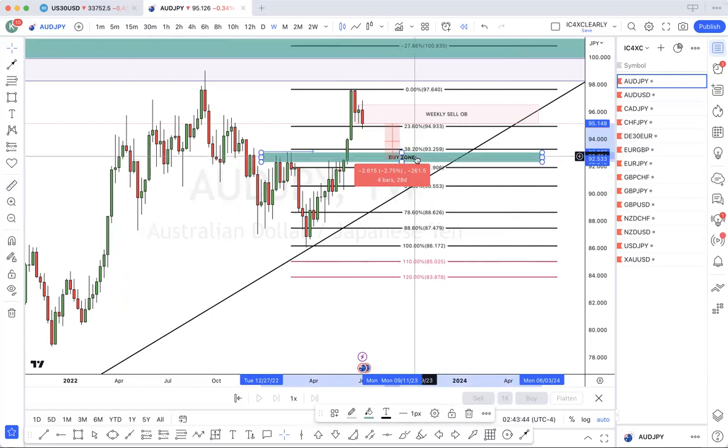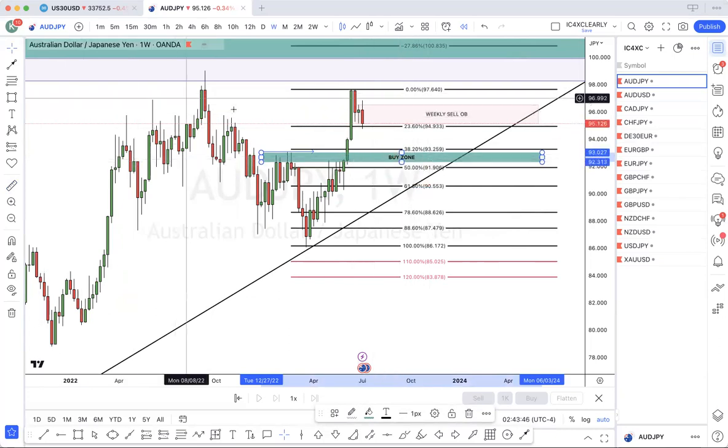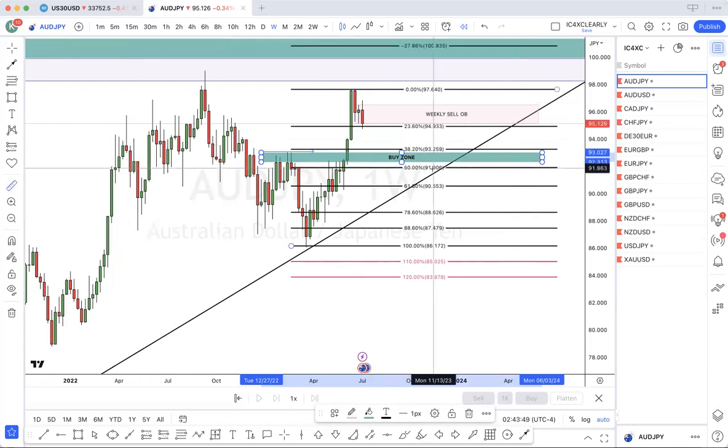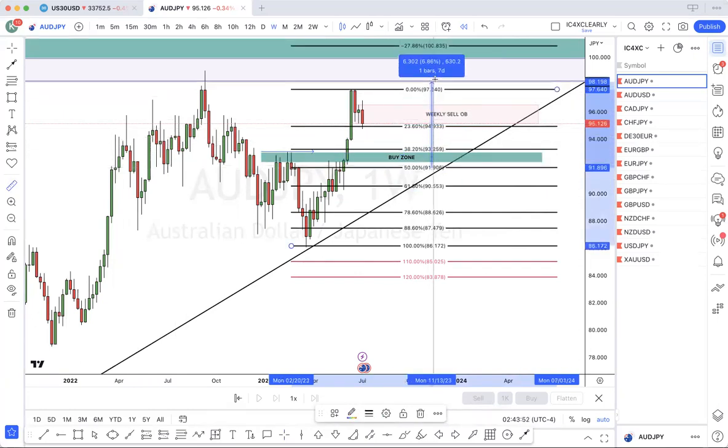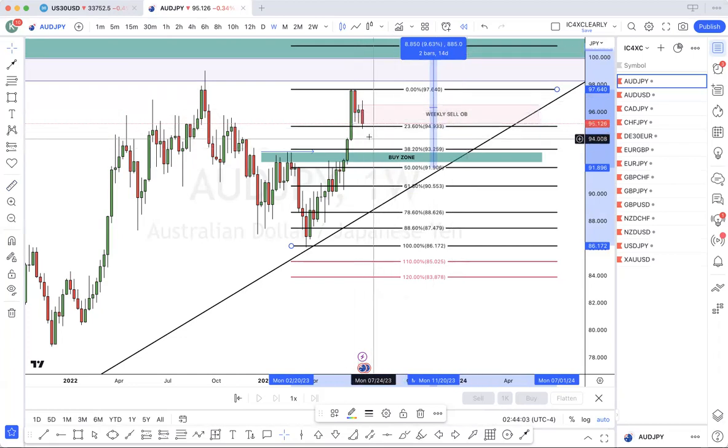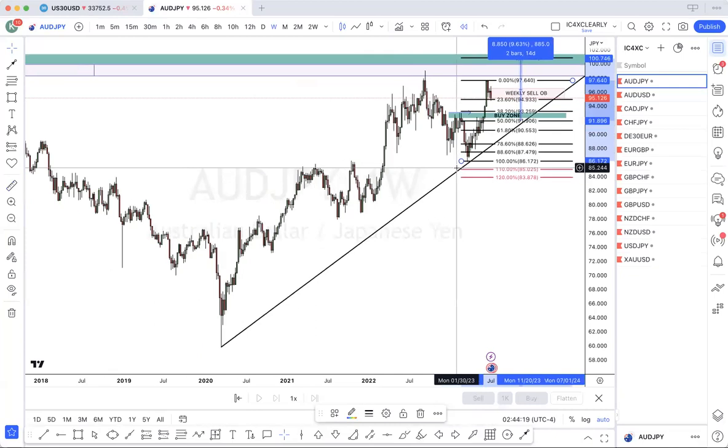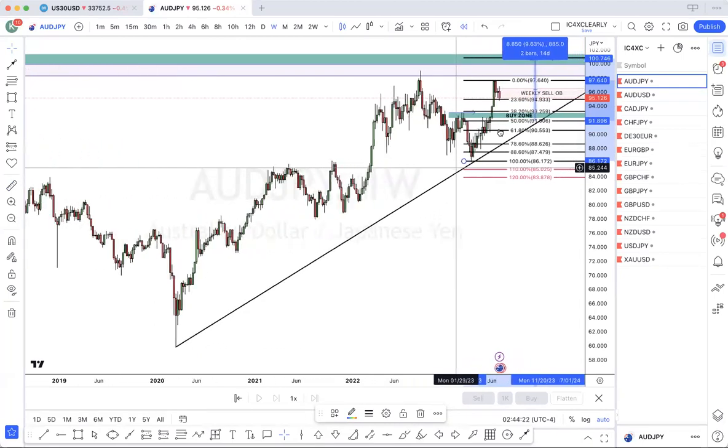261 pips for a continuation to up, and we just measure from the 50% to the -6 to the -27, which is approximately 800 pips. So price can pull back into this order block and continue selling to the downside. That's what I see for AUDJPY.